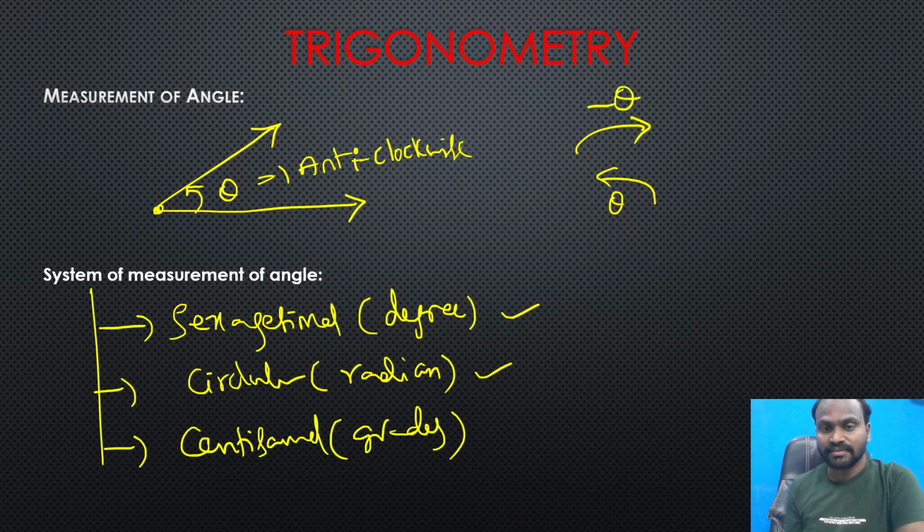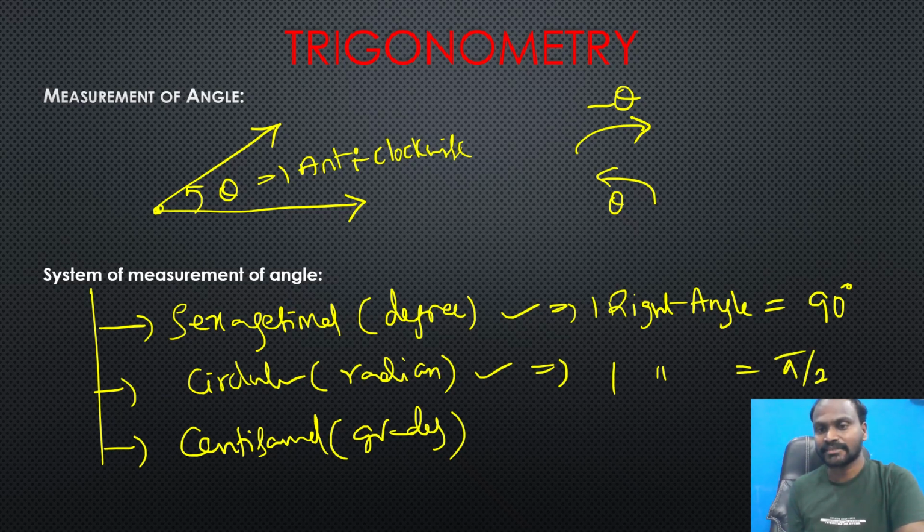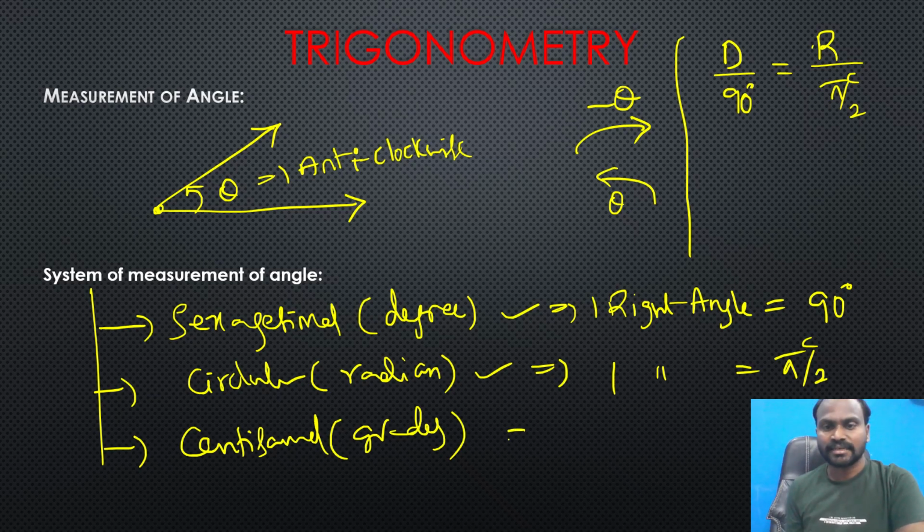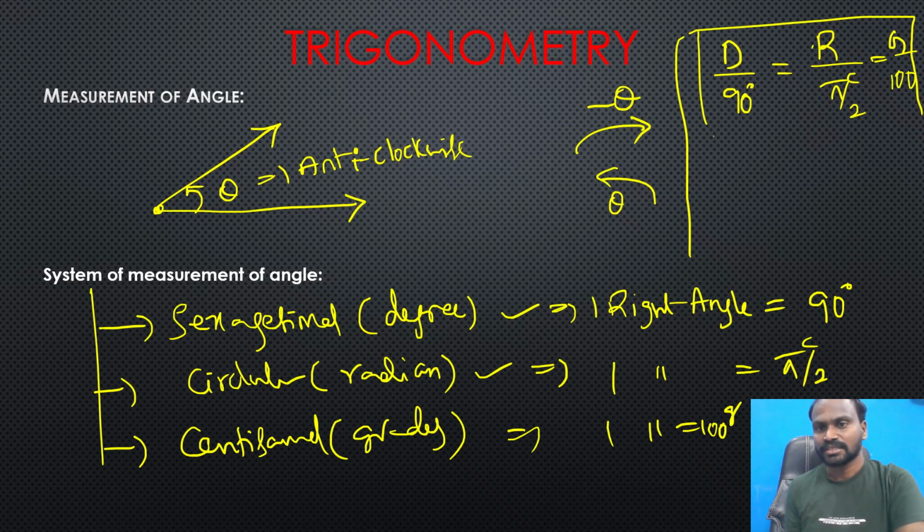In the sexagesimal system, one right angle is equal to 90 degrees, and in the circular system, one right angle is equal to pi by 2 radians. That means one right angle in degrees is 90 degrees, and in radian measure it is pi by 2 radians. Next, in grades, one right angle is equal to 100 grades. This is the relation between these three systems.